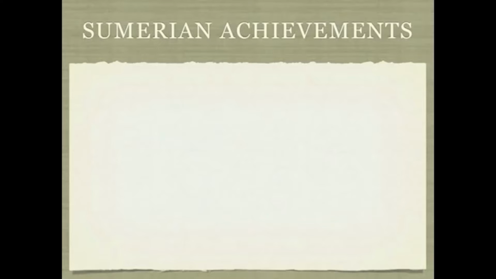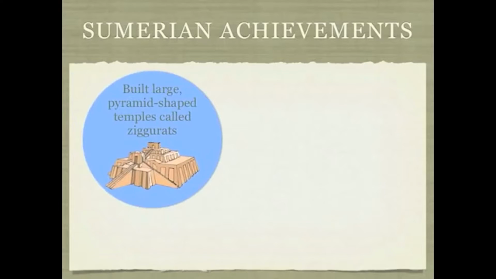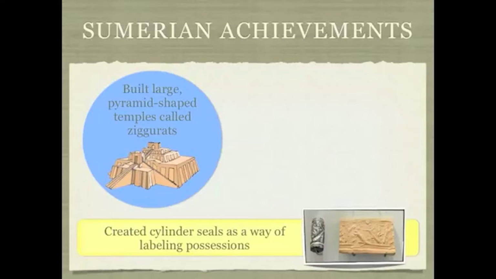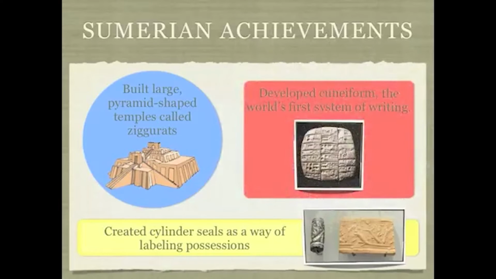Sumerians also built large, pyramid-shaped temples called ziggurats, and some of them have walls that are still standing today. Cylinder seals, the Sumerians' greatest artistic achievement, were made as a way of labeling possessions and telling stories. And most importantly, Sumerians developed cuneiform, the world's first system of writing.